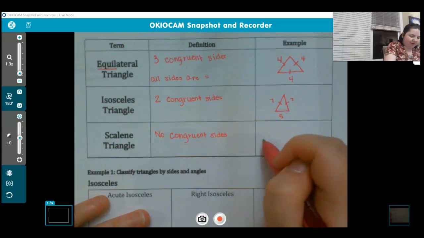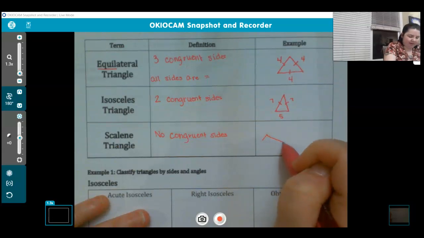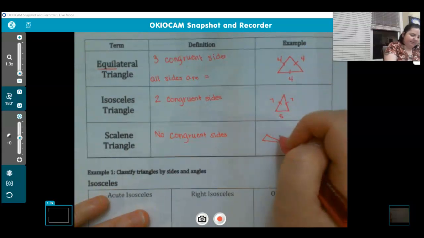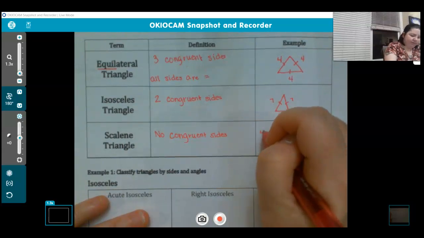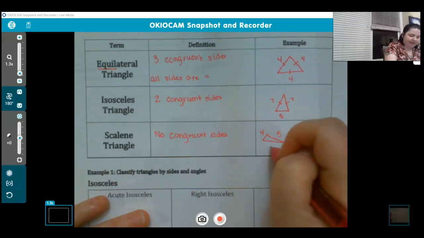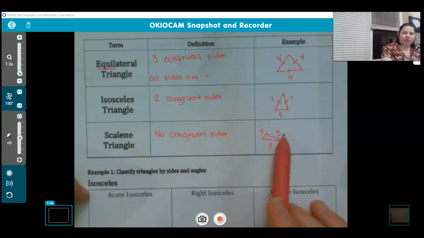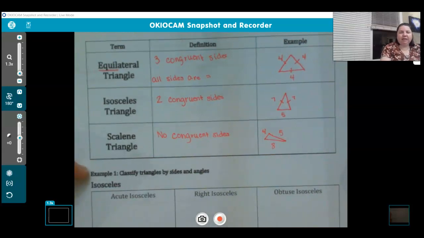So if I have a triangle that looks a little like that, and I have 4, 5, and 8. No tick marks. If I look at my measurements, every side has a different number. That is a scalene triangle.